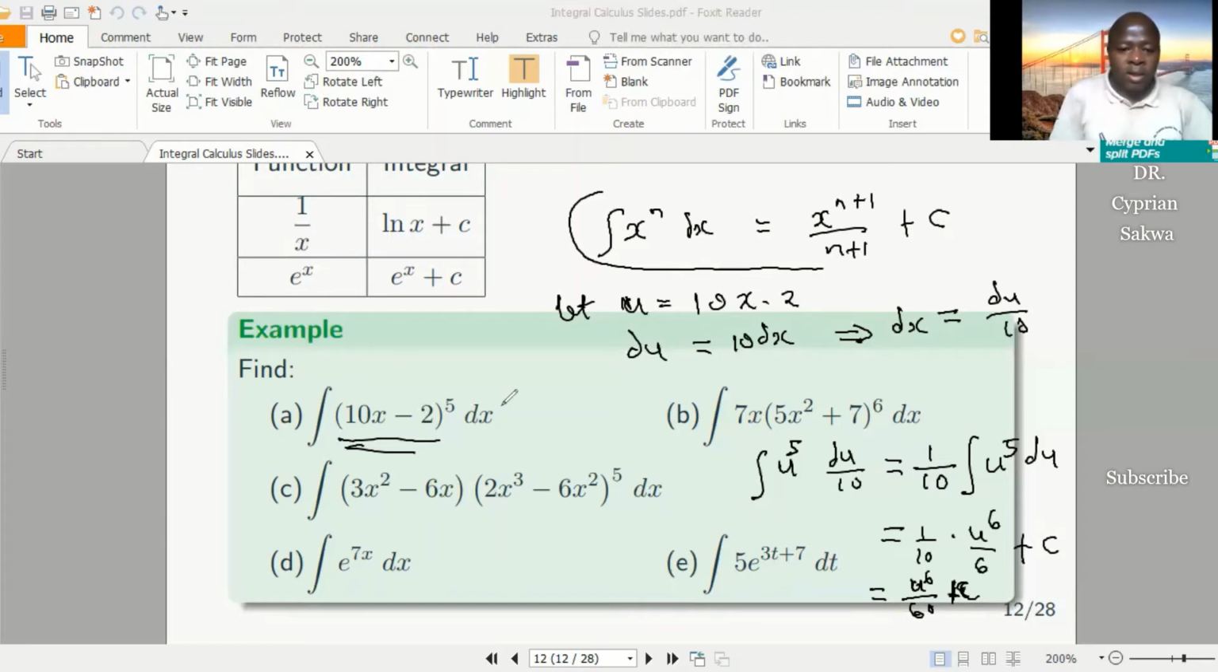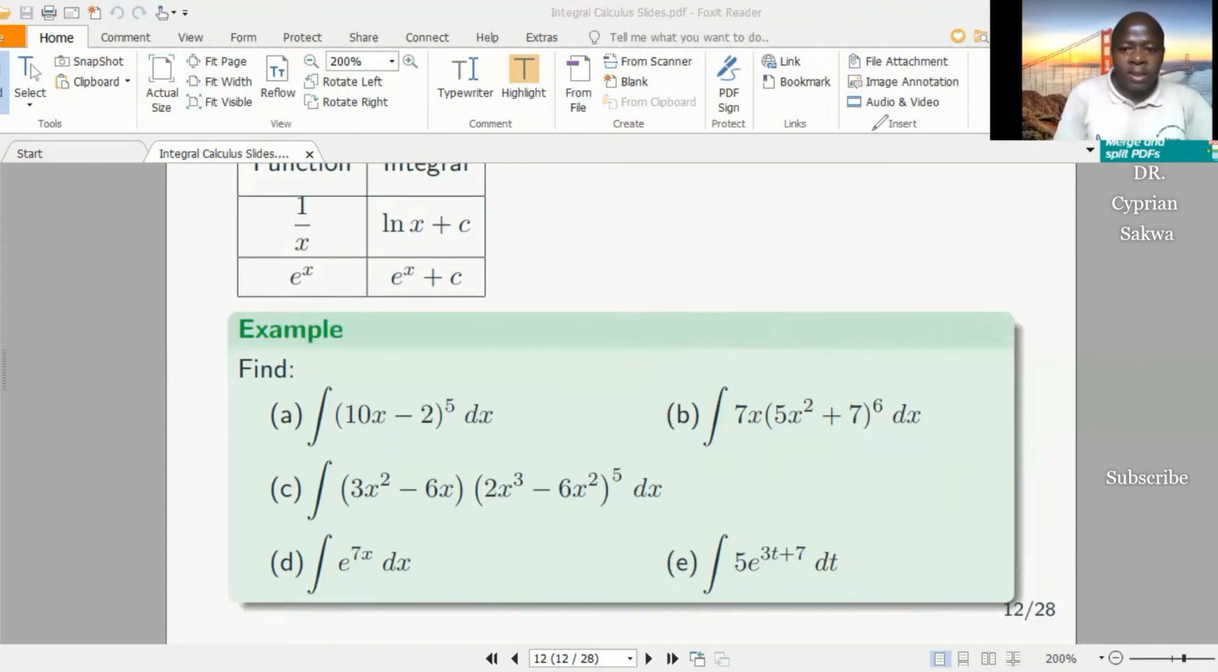So that means our final answer, this integral, therefore, is 1 out of 60 u raised to 6. Instead of u, we are writing 10x minus 2, then raise it to 6, then add a constant of integration. So it's very easy doing this integration. And of course, I had already done this, so let me just show you the steps.